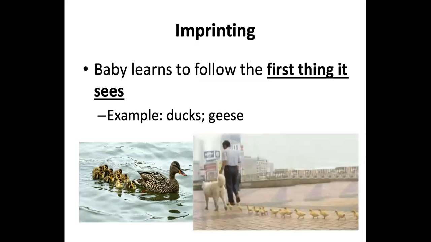Next is imprinting. Anybody ever heard this word before? In Twilight. That is correct. So a baby learns to follow the first thing it sees. Examples of this are ducks and geese. They typically follow the first thing they see once they hatch.